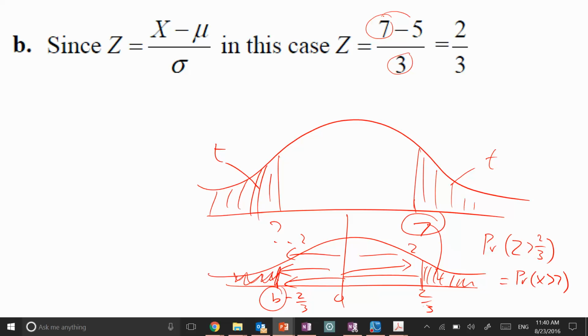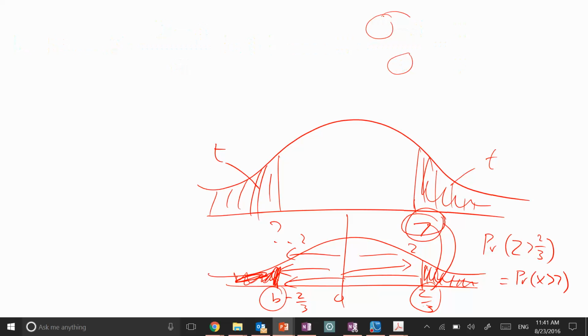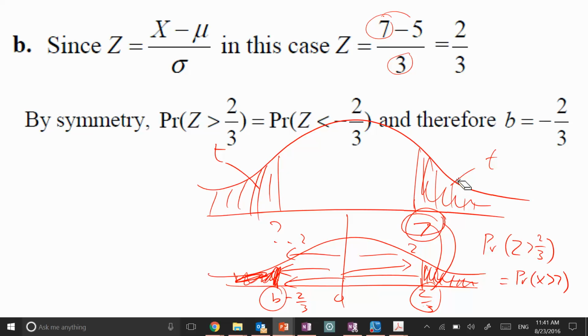The area down here is exactly the same as the area up here, which is exactly the same area as up here. We're just saying what is 7 equivalent to in terms of Z values. And we know it's 2/3. And the nice thing about standard normal is you've got a mean of 0. So whatever you go to the right is the same as the amount that you go to the left. So the answer has to be negative 2/3.